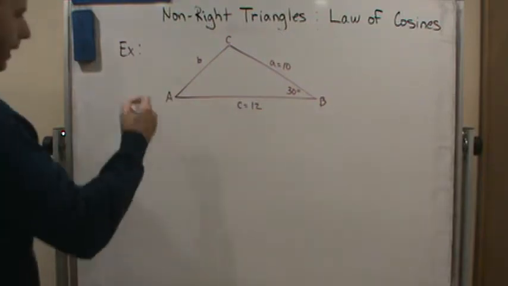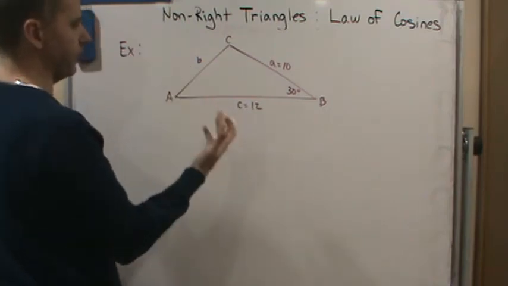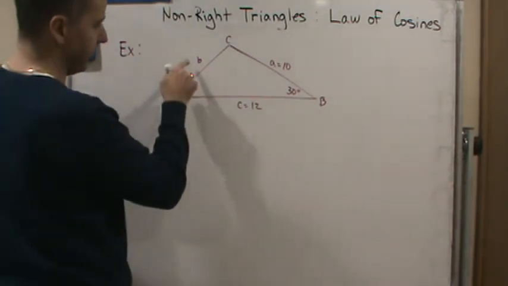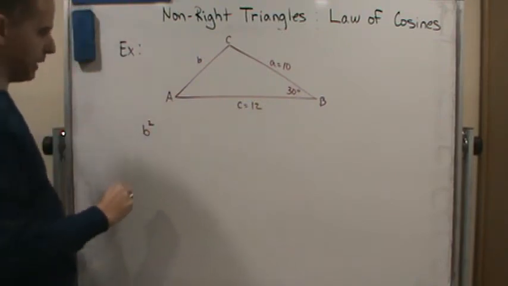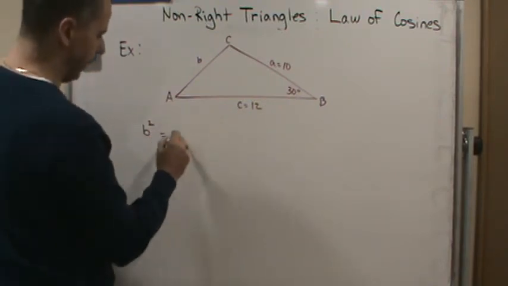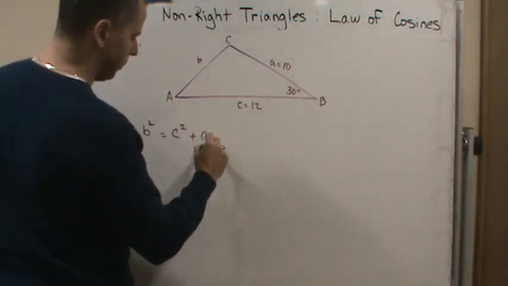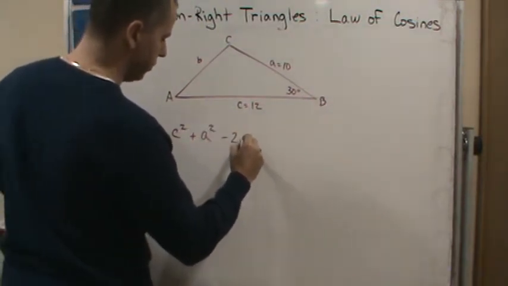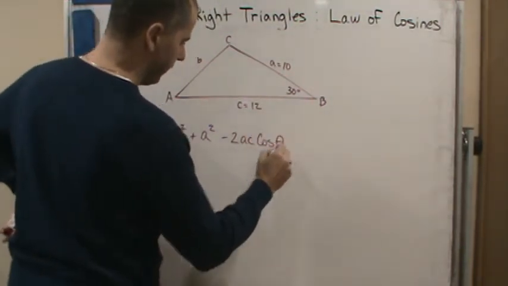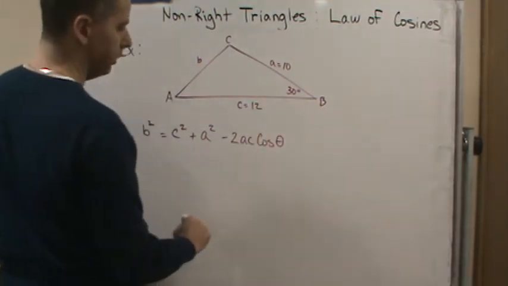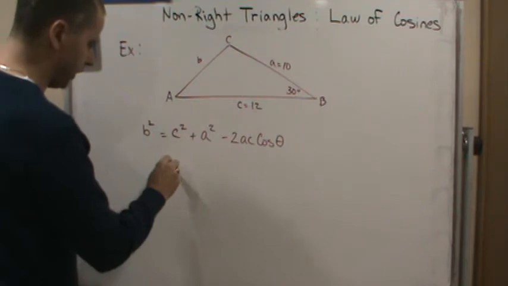Now, how do we do this? We want to solve first for the unknown side, which is going to be b. We're going to use the formula that says b squared is equal to c squared plus a squared minus 2ac cosine theta, where theta is the angle between the two sides. Okay, so now all we have to do is plug and chug.